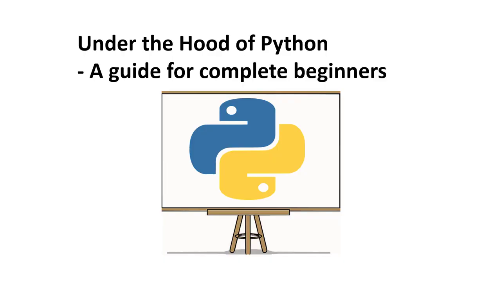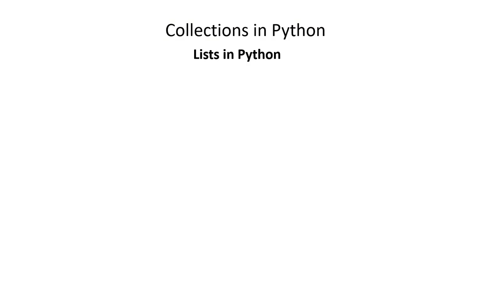Hello one and all, welcome back to Under the Hood of Python, a guide for complete beginners. In this session, I am going to take you through the last part of collections in Python, which is a variant of our data structure called list. So basically, what is a list all about? Let's have a different perspective of list in this lecture first.